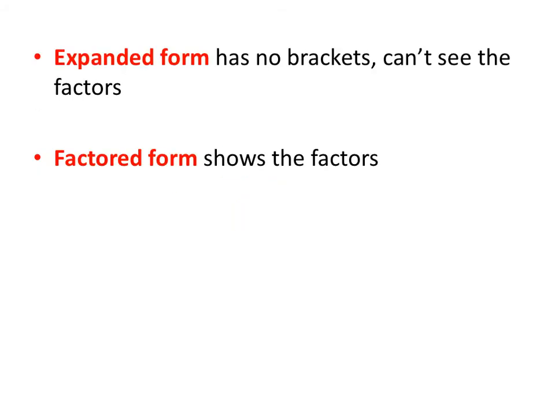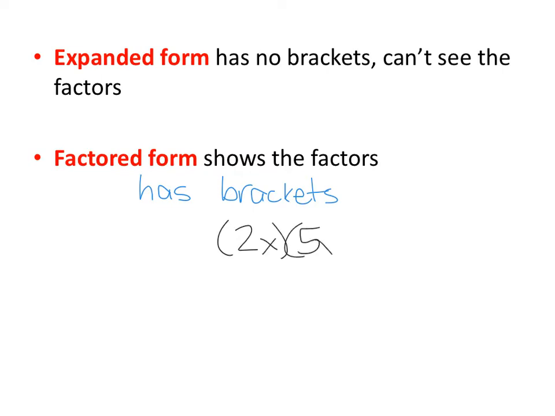When we discuss polynomials in this chapter, we have two forms that we will talk about. Expanded form is the form that has no brackets. You can't quite tell what the factors are. Factored form shows the factors. It does have brackets. So from our last slide, 2x multiplied by 5x squared is the factored form, and 10x cubed is the expanded form.